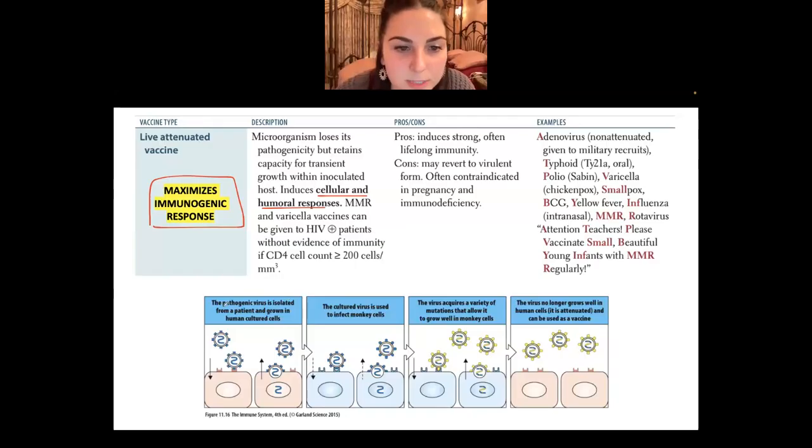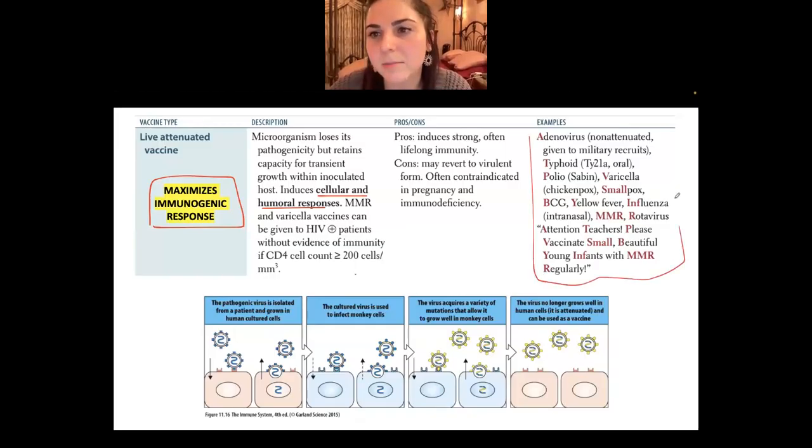So here's an example down here. A pathogenic virus is isolated from a patient, and then you grow it in cultured human cells. Then you inject it into a different type of cell. And then you inject it into the patient, and it's as if they're actually infected with that virus. Examples of live attenuated vaccines are over here. That's why I gave you the First Aid page, because of all these mnemonics, since there are a lot of different types of vaccines. But the classic one is MMR.